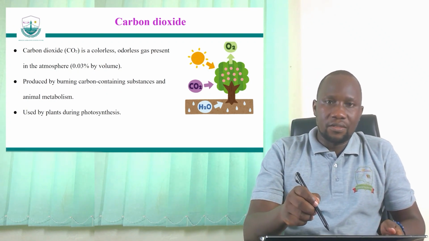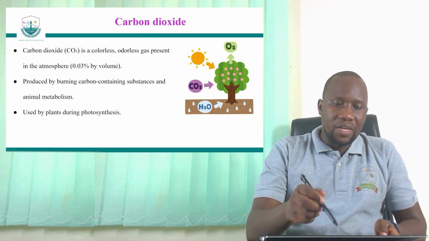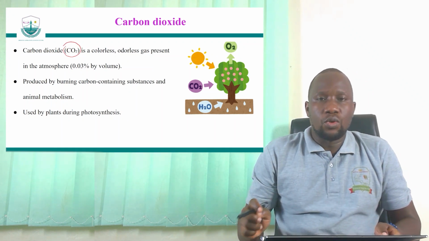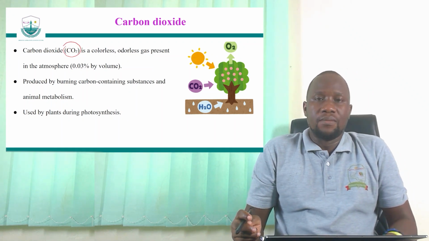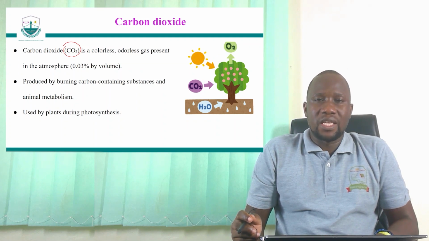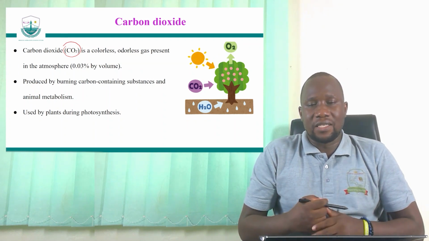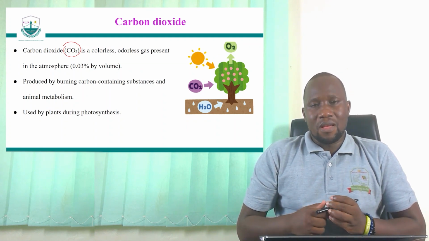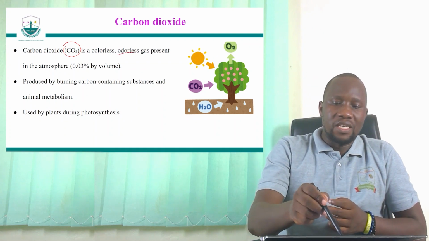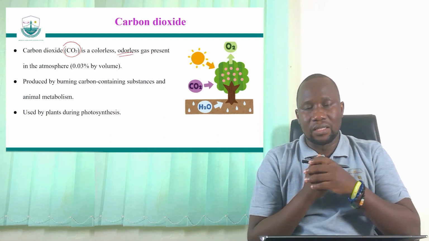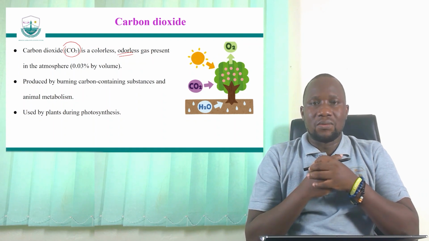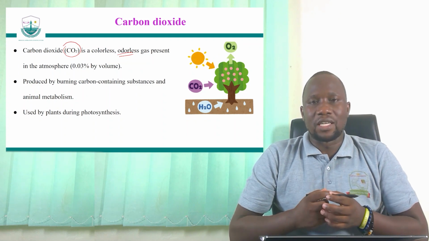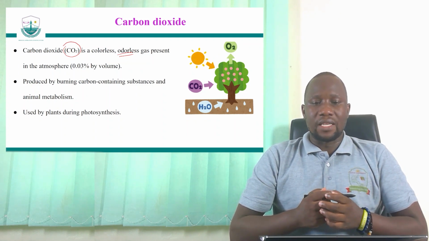Carbon dioxide is a gas, right? All of us know that. We write it as CO2. CO2 is the formula for carbon dioxide. We are saying it is a colorless gas and it is odorless, meaning that it does not have a characteristic smell. So you can't say, "I'm smelling carbon dioxide," because it is an odorless gas.